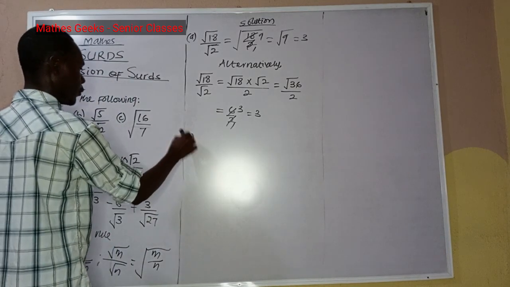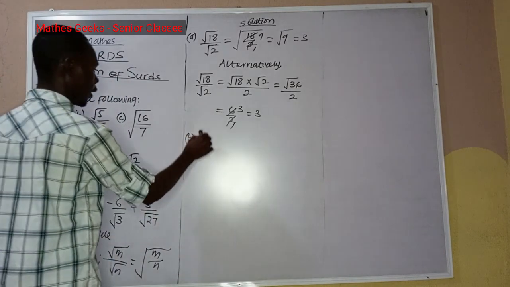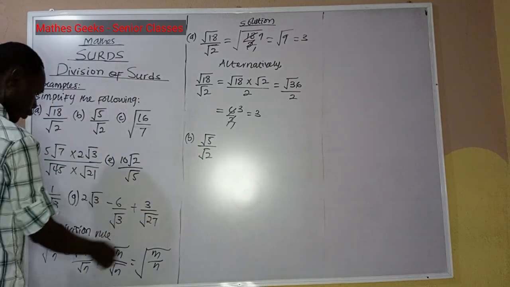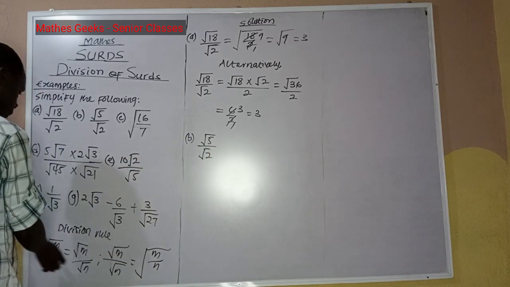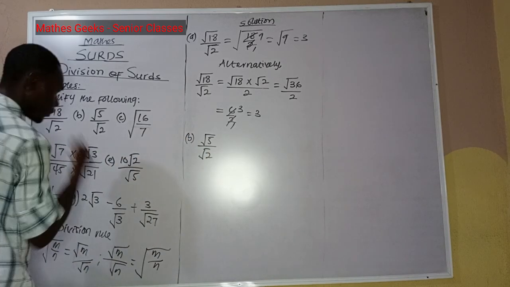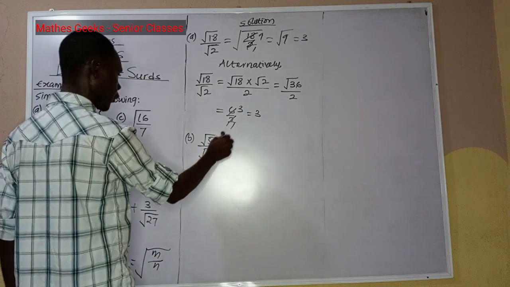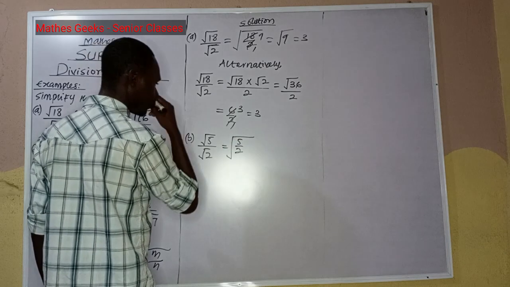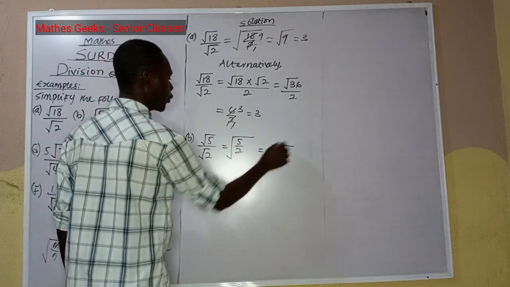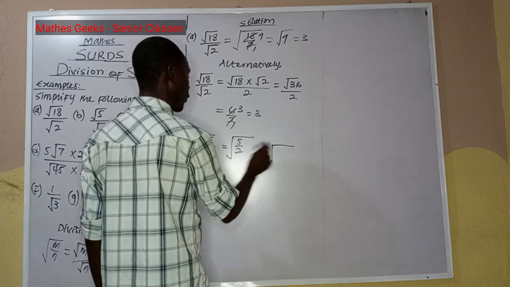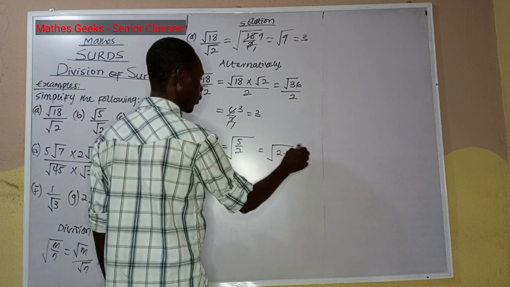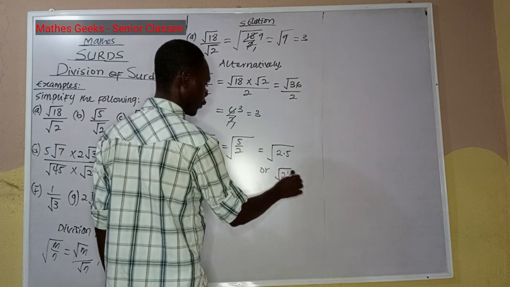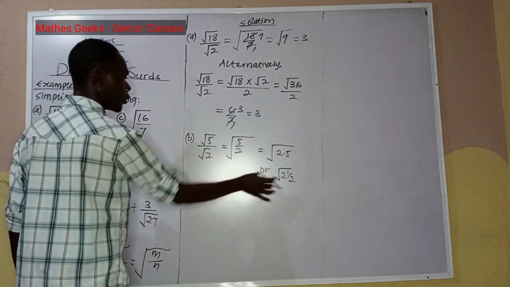So B, root 5 over root 2. For this particular case, it's similar to this part here. So this will give us root of 5 over 2, and that is equal to root 2.5, or it will give us root of 2 whole number 1 over 2. Any of them is correct.